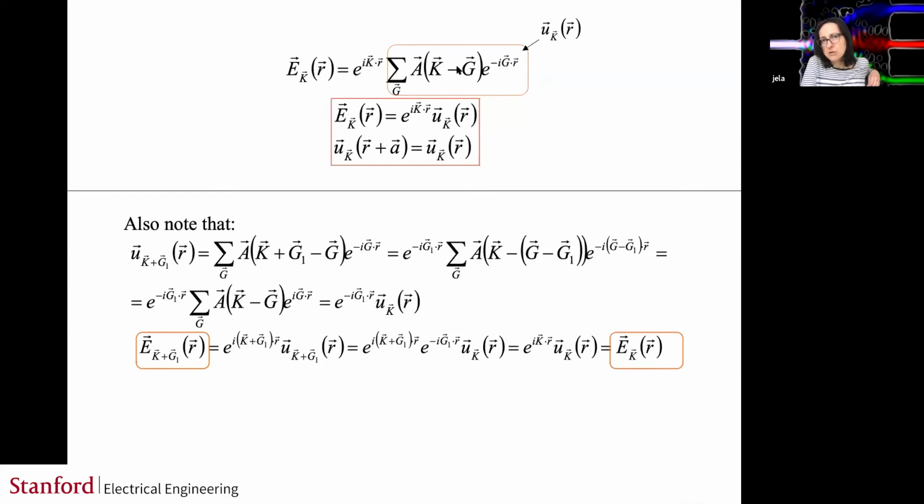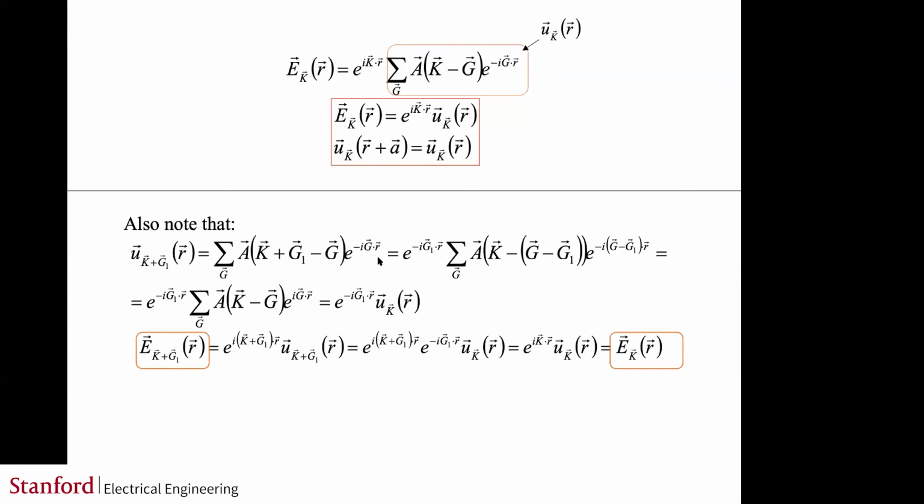And you can easily show that once you pull out e to the i k dot r outside of the sum, the thing under the sum has to be periodic with periodicity a. I mean, you can kind of see it already. If you plug in r plus a, again you have the same thing, g dot a, which is 2 pi n, right?